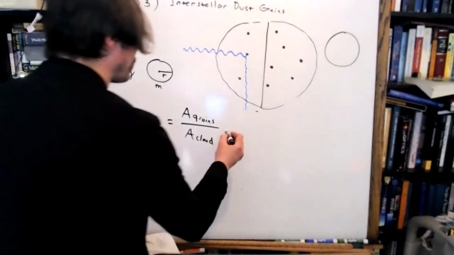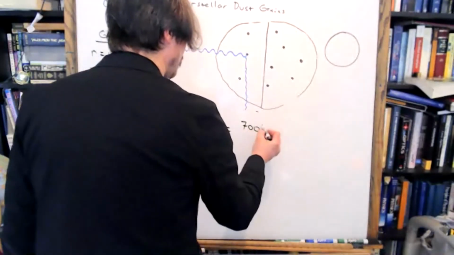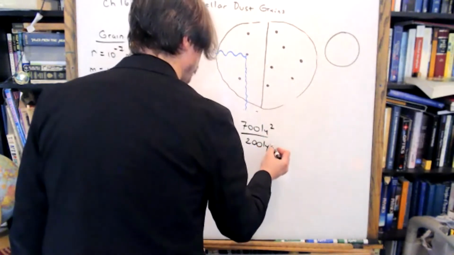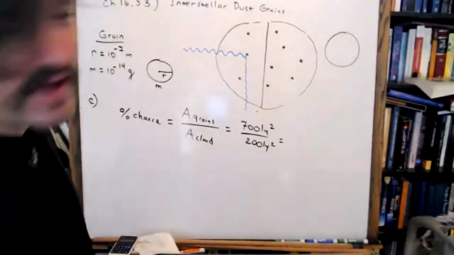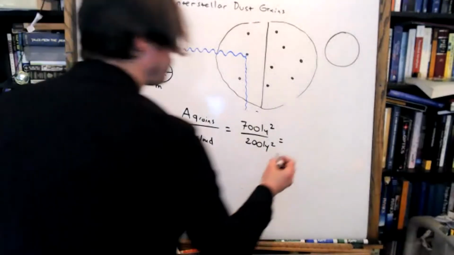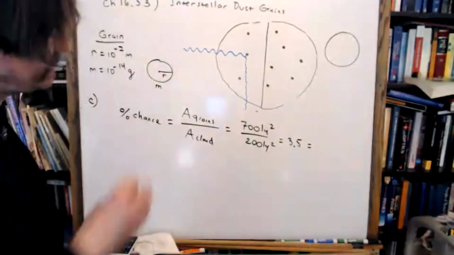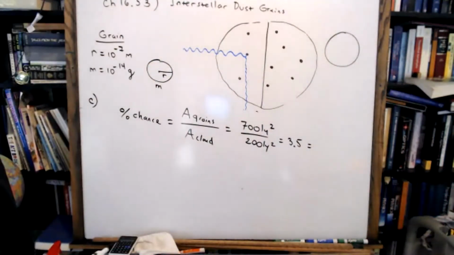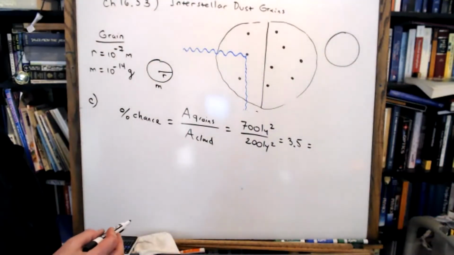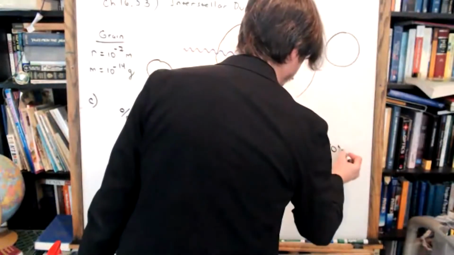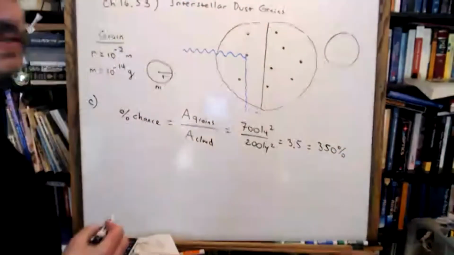But the area of the grains is greater than the cloud. 7 divided by 2 is 3.5. What is that as a percentage? 350%. What is the meaning of the 350%?